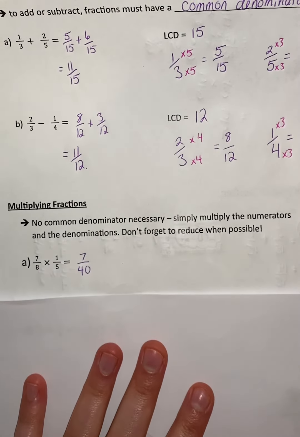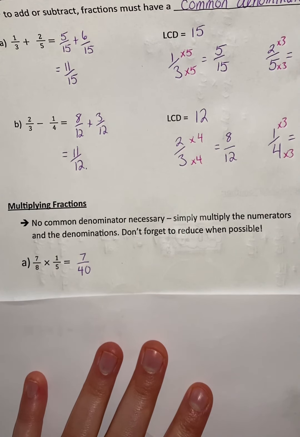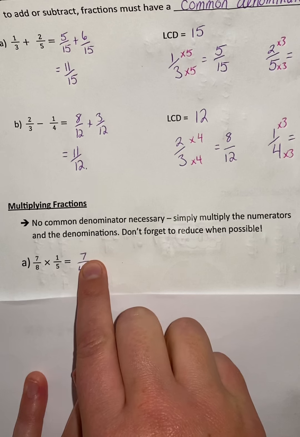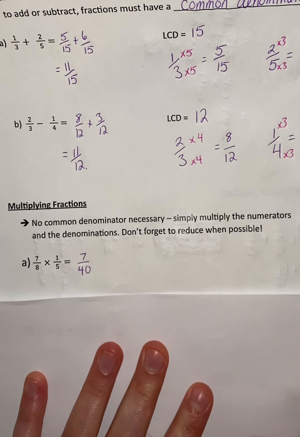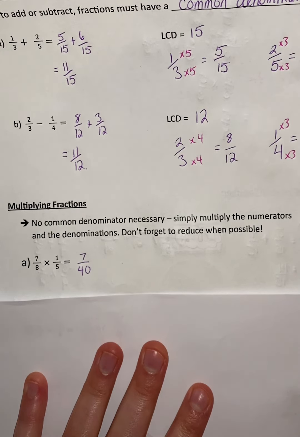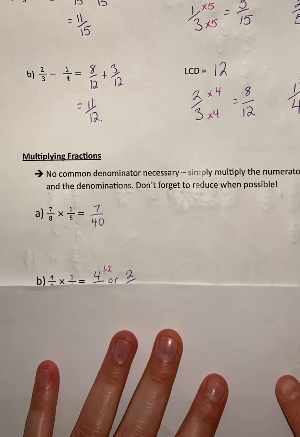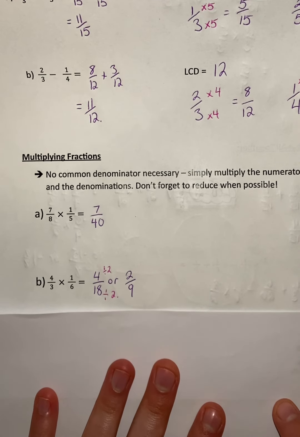So here we go. If I've got 7 over 8 times 1 over 5, all I do is multiply the numerators. 7 times 1 gives me 7. 8 times 5 gives me 40. 7 is a prime number, so I know I can't reduce. Done. I know, it was so easy. People think fractions are scary, multiplying is scary. It's really not.